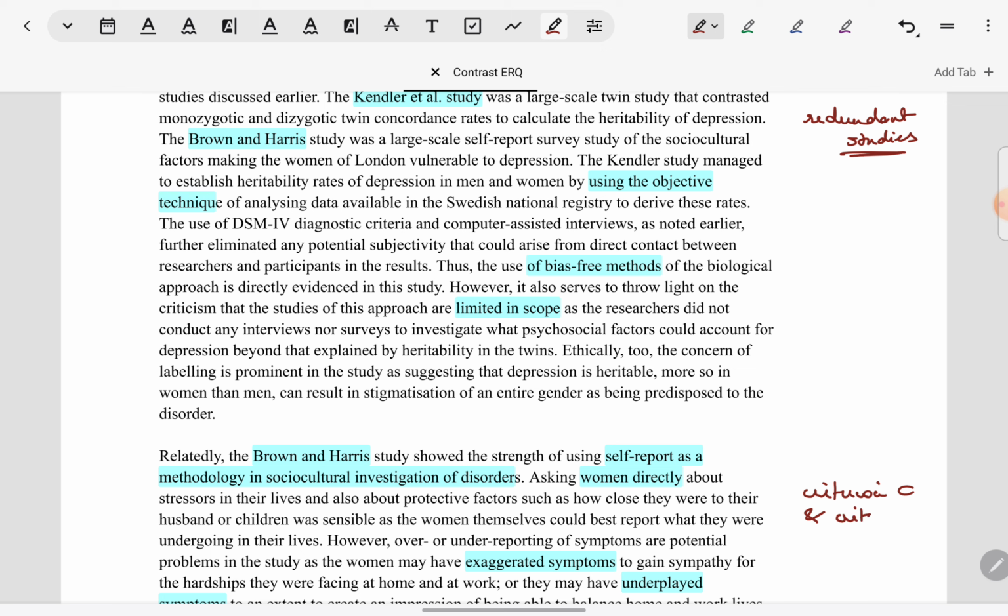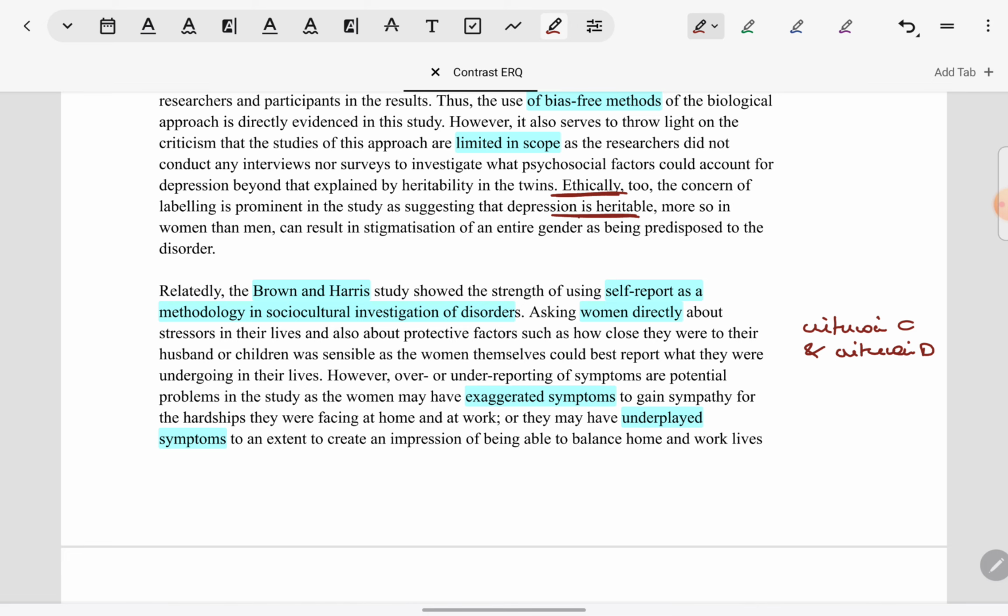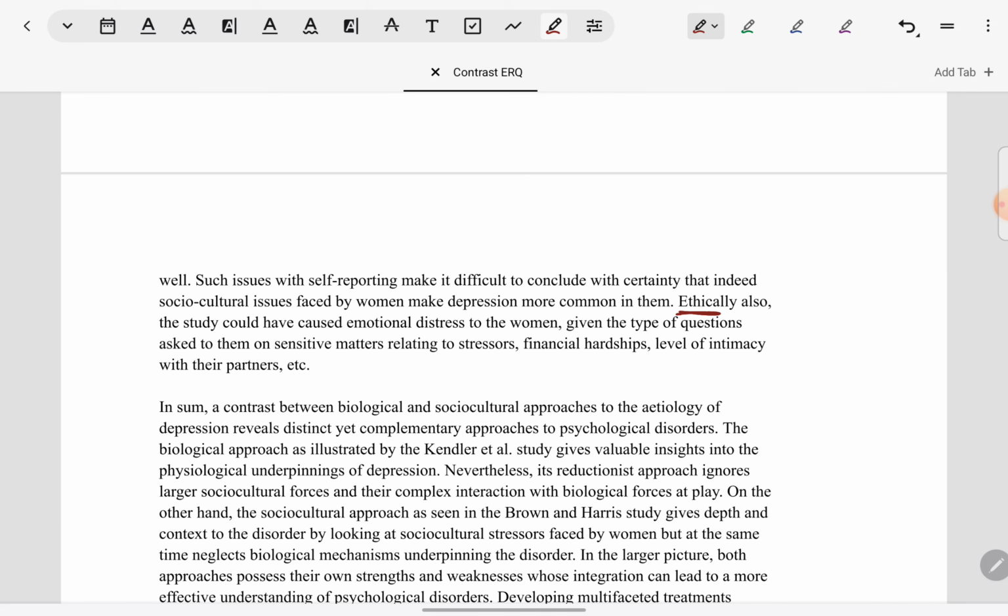Also you can see it meets Criterion D because in the process of identifying ethical issues in the study like Kendler, or ethical issues in Brown and Harris, and of course the methodological issues which I just pointed out, we are evaluating the studies also. So again we are saying, okay, in these studies also these strengths and flaws are there. So we are meeting Criterion D as well.